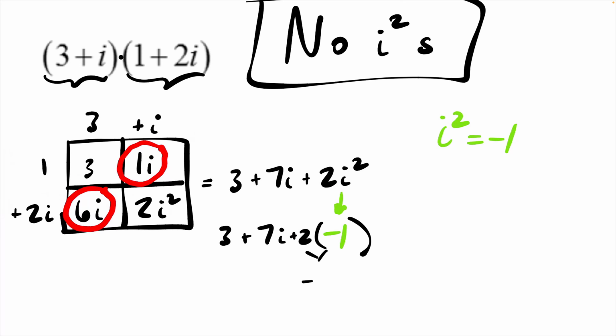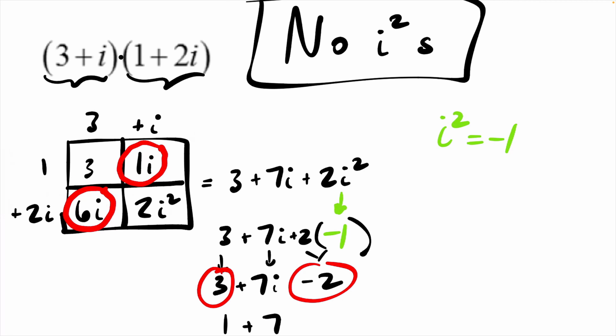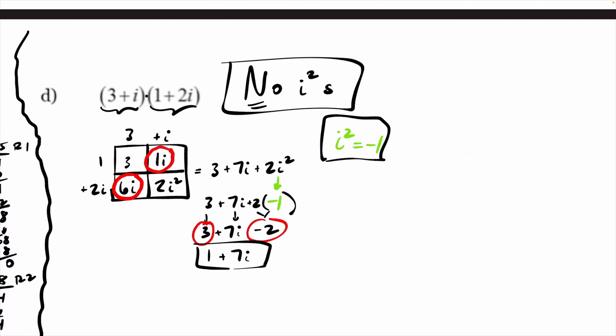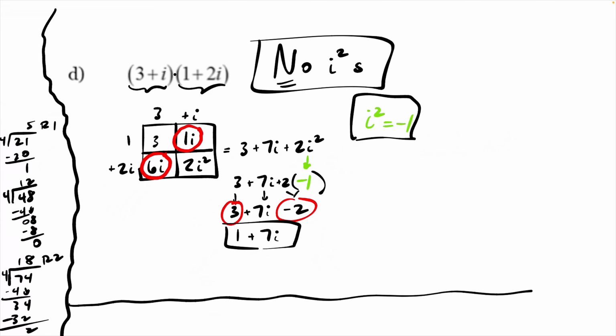So then you multiply and you get -2. Bring everything else down. Combine like terms again. 1 plus 7i. That's the only difference between x's and i's. No i squareds. If you have i squareds in your answer, it's not done. Okay?